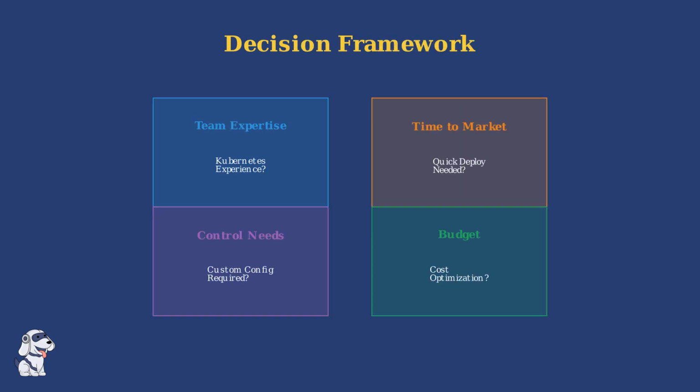Now, let's look at practical decision criteria to help you choose the right approach for your organization. Here are 4 key decision criteria. First, does your team have Kubernetes experience? Second, do you need quick deployment? Third, do you require custom configurations? Fourth, is cost optimization a priority? Based on these criteria, let me give you clear recommendations for when to choose each option.